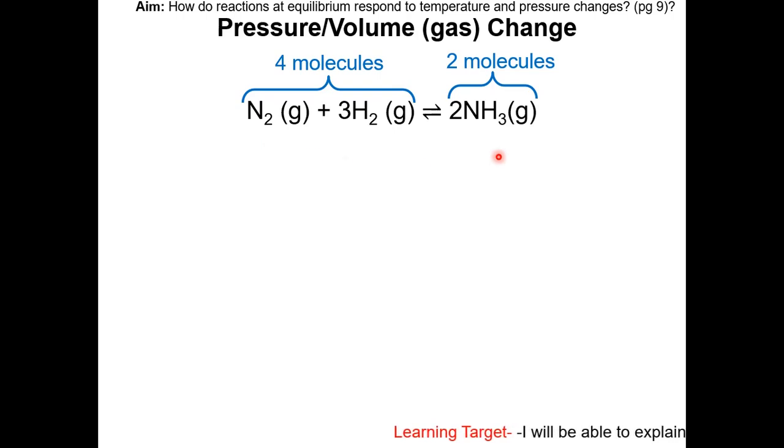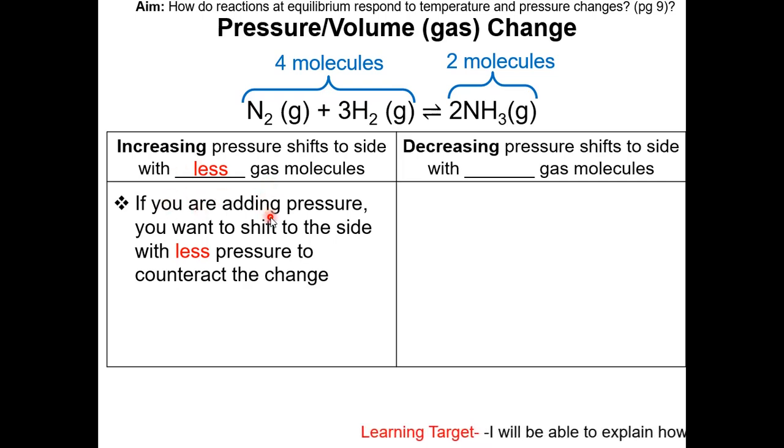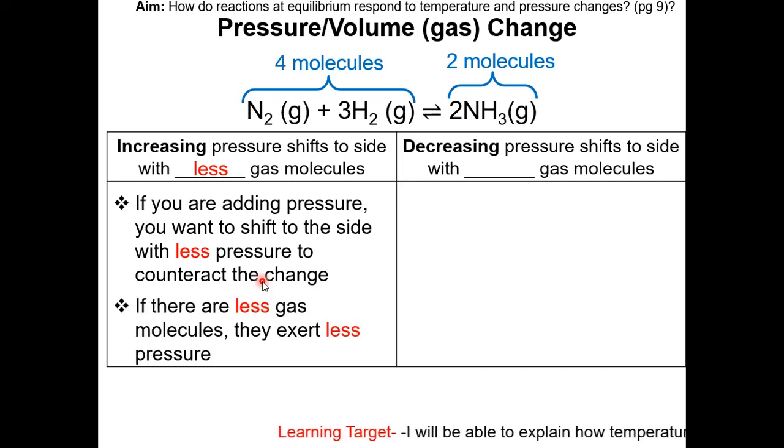Increasing the pressure will favor the side with fewer molecules. Less pressure will favor the side with more molecules. So increasing pressure shifts to the side with fewer gas molecules. Why? If you're adding pressure, you want to shift to the side with less pressure to counteract the change. If there are fewer gas molecules, they will exert less pressure.